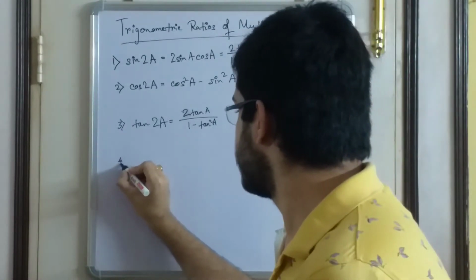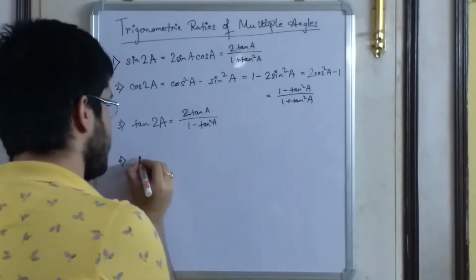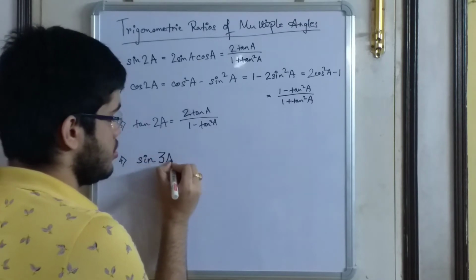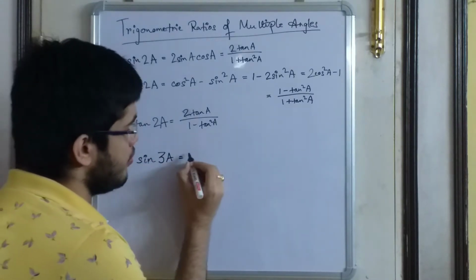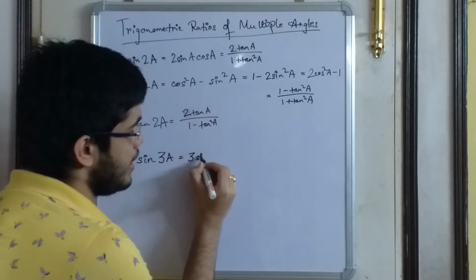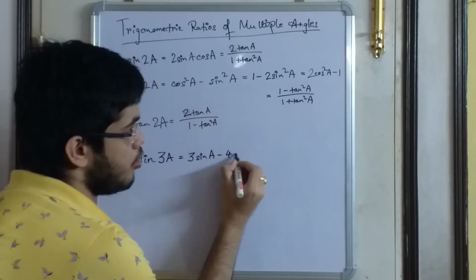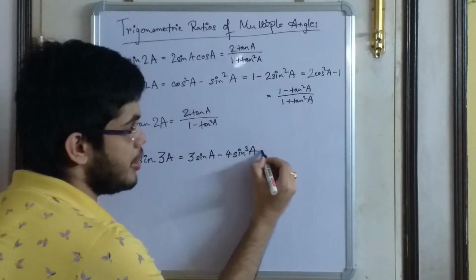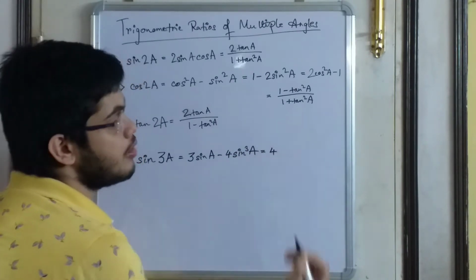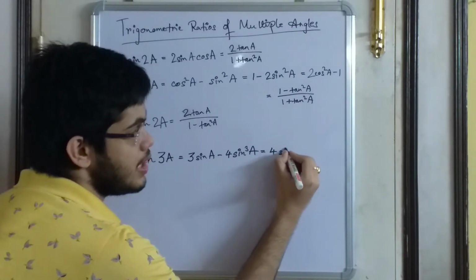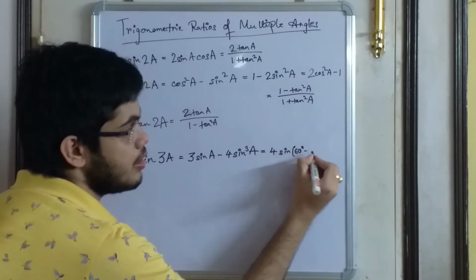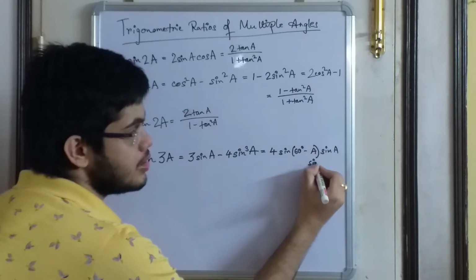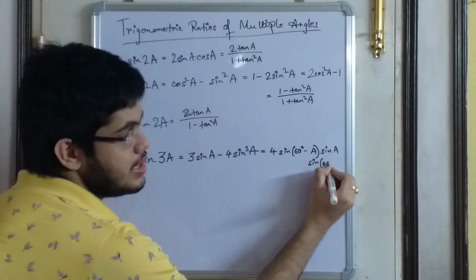So sin 3a. Sin 3a formula is 3 sin a minus 4 sin cube a. Now this can also be written as 4 sin 60 degree minus a, sin a, sin 60 degree plus a.